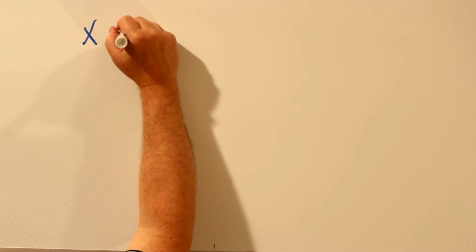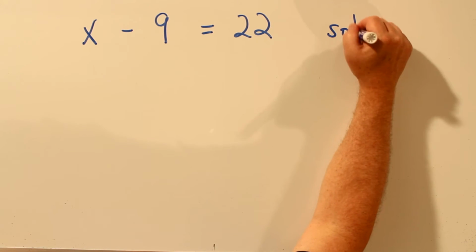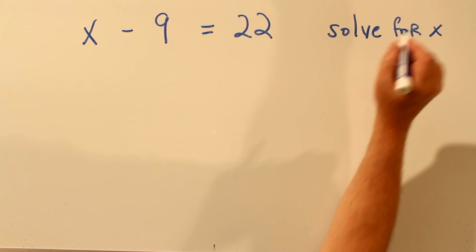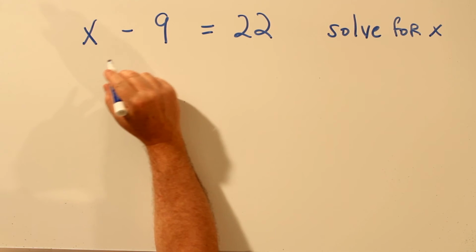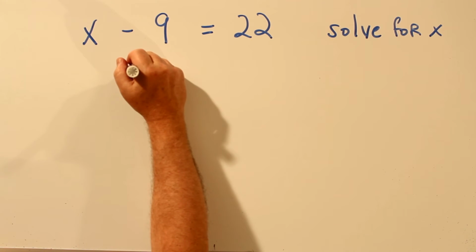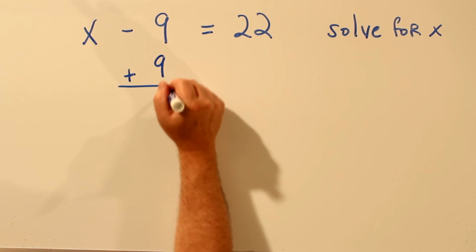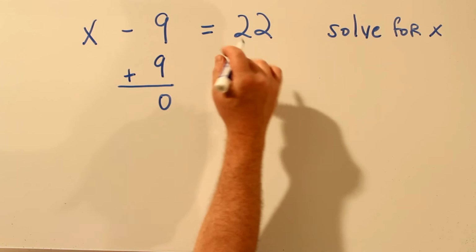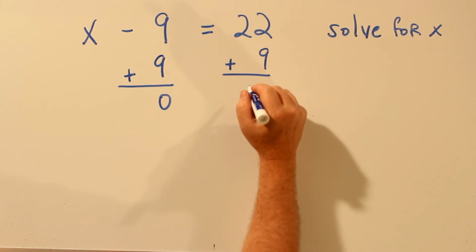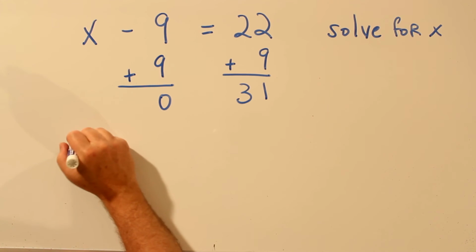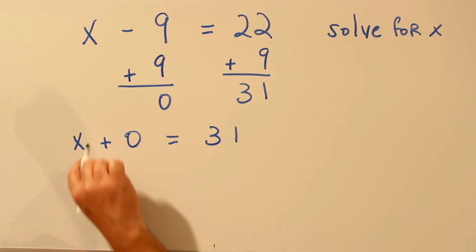Let's try x minus 9 equals 22. In order to solve this equation for x, to make the equation true, you can see that we're subtracting 9 from x. So to get x by itself on this side of the equation, we're going to want to undo the subtraction of 9 with the addition of 9 on this side of the equation. And if we add 9 to this side of the equation, we have to add 9 to this side of the equation to keep the equation true. 22 plus 9 is 31.